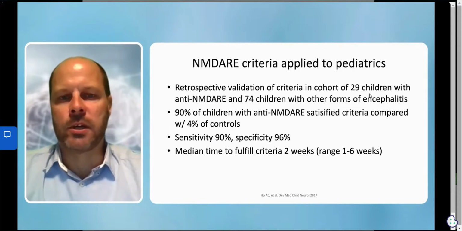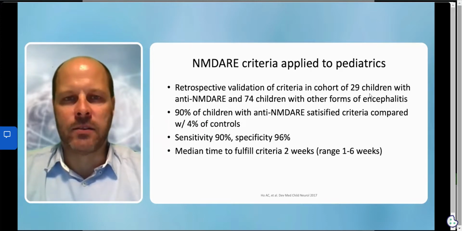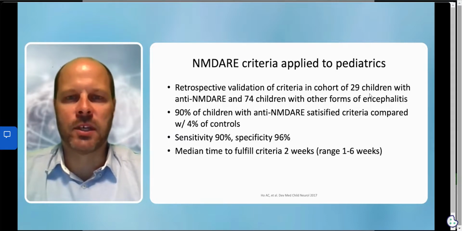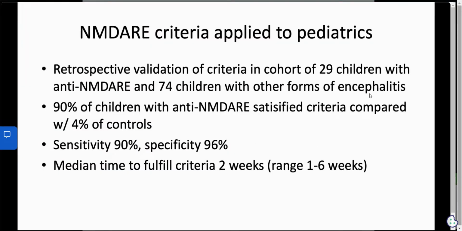In this group of 29 children, 90% of those with anti-NMDA receptor encephalitis satisfied the criteria, and that was compared to only 4% of controls. And that led to a sensitivity of 90% and a specificity of 96%. So overall, quite good performance, even in the pediatric space. And the median time to fulfill these criteria was 2 weeks. So it was a relatively rapid evolution of symptoms.